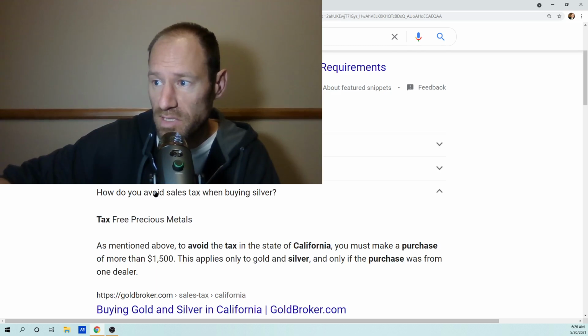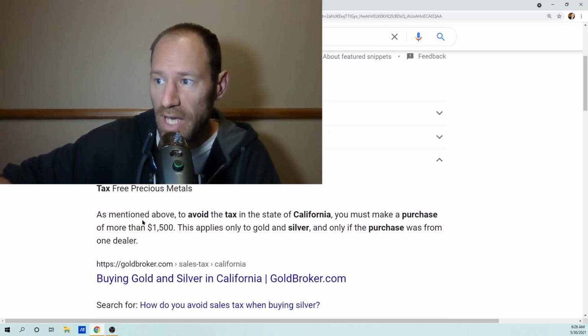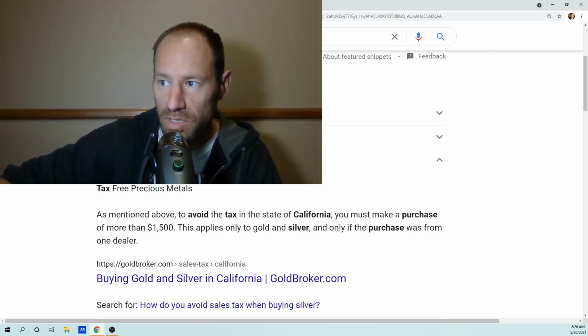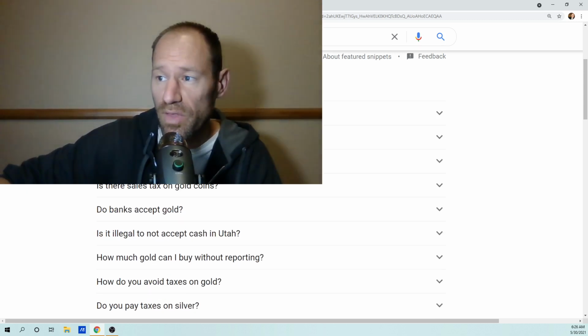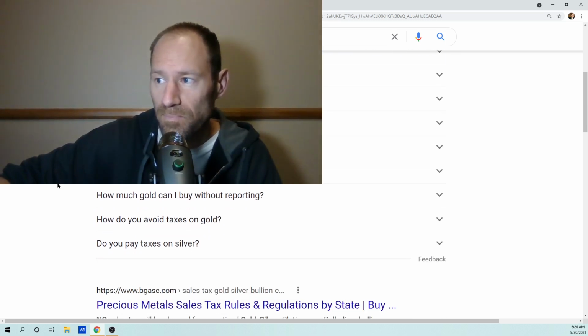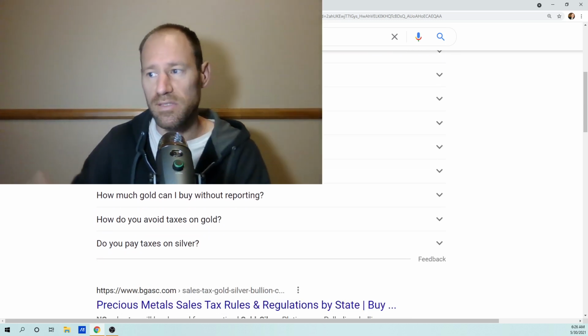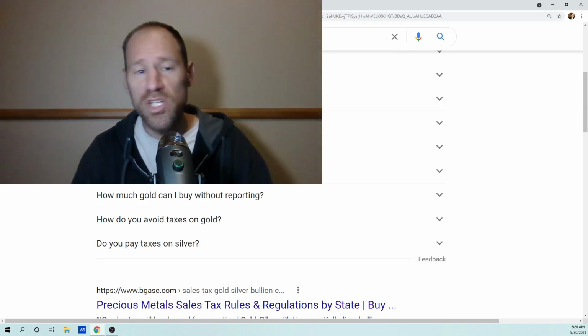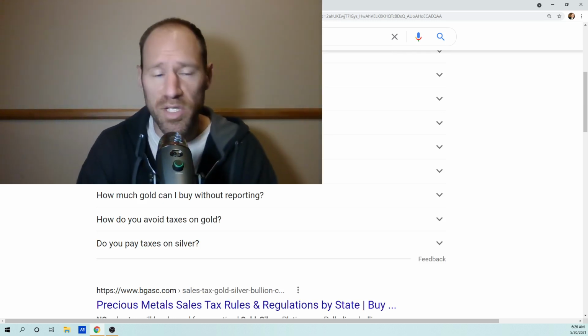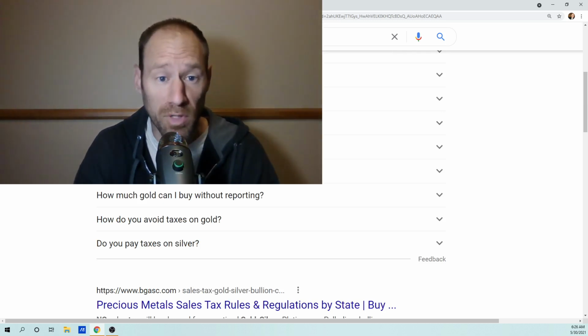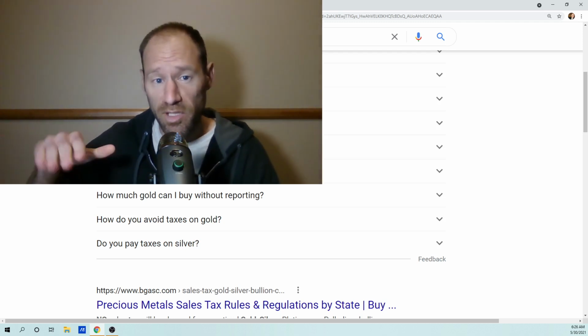How do you avoid sales tax on precious metals? As mentioned above, to avoid the tax in the state of California, you must make a purchase of more than $1,500. This applies only to gold and silver and only if the purchase was from one dealer. There's a lot of states that are changing taxes on precious metals, and it's favorable for holding precious metals. They're going to literally say zero taxes.